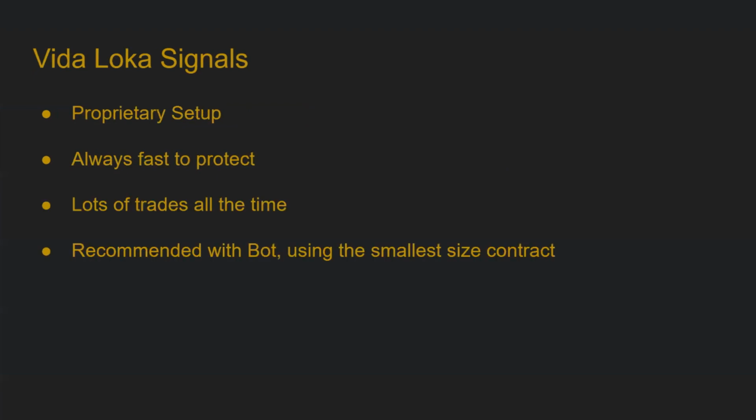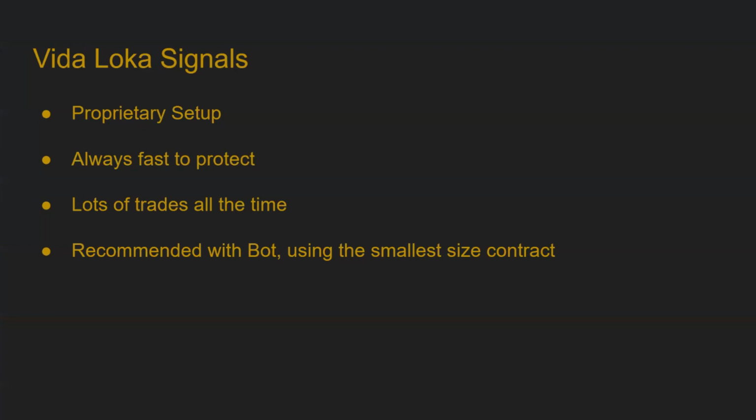Next up are the Vita Loca signals. The Vita Loca signals are our own proprietary setup that Quantico Cap actually created. There's going to be a lot of trades a lot of the time, which means more good trades, but also more bad trades, since inevitably there will be more trades in general. However, the Vita Loca is always fast to protect. It's basically a quick scalping setup that allows you to make a lot of money. However, since it is always fast to protect, you will have a lot of break evens and a lot of times coming out with just a little bit of profit.